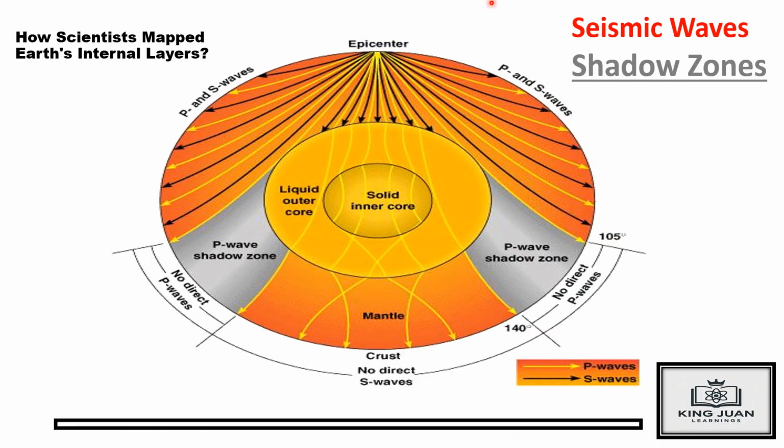And for S waves, shadow zones are created as evidence that as S waves travel, they cannot penetrate the liquid outer core. So that means that from this region up to this point, there are no S waves recorded, as this shows that S waves completely cannot travel in the liquid outer core.